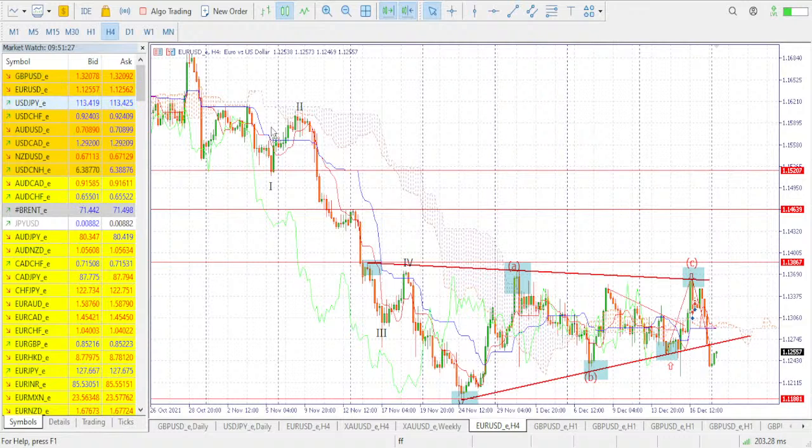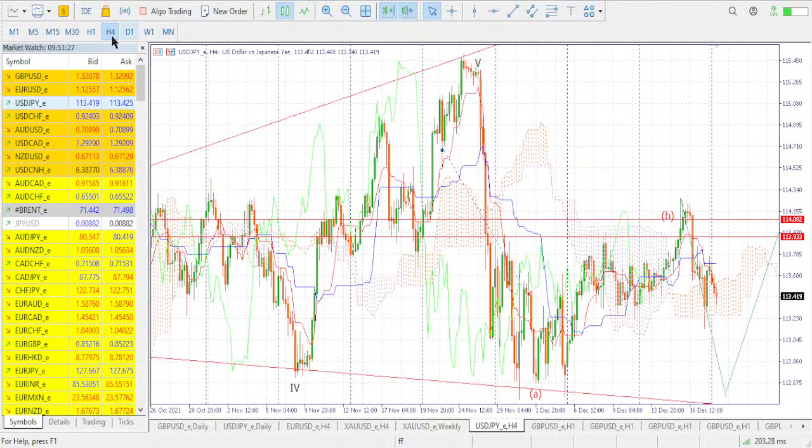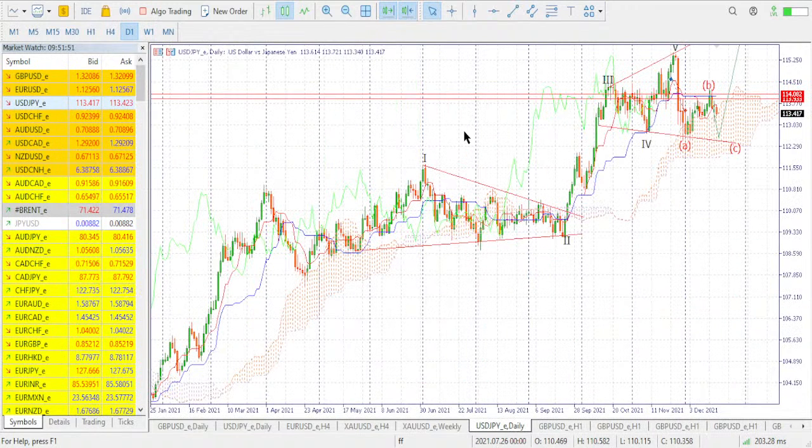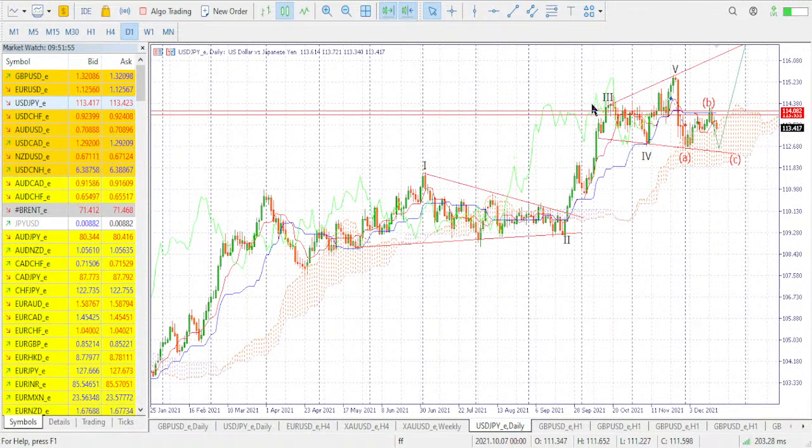The next symbol is the US dollar Japanese yen. On this chart, as I mentioned last week, we are within an expanding wedge formation. We have a resistance, we have a resistance here, we have a support here, we have a support, we have a support here. So the price will likely continue down. Today we expect price to continue down and touch this support here, where it may bounce off from this level here.